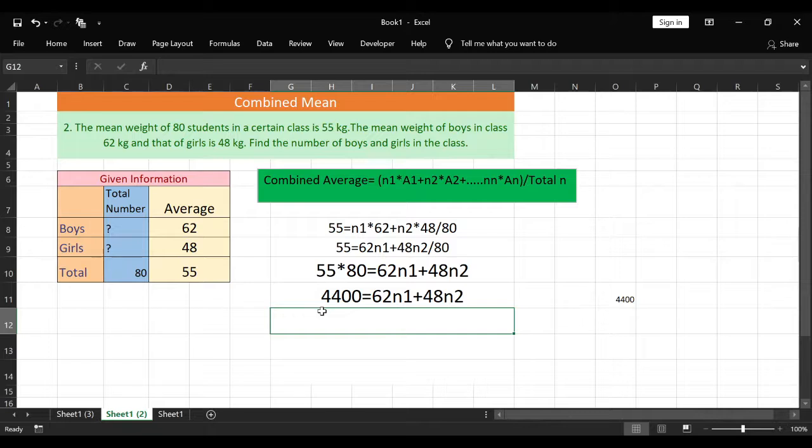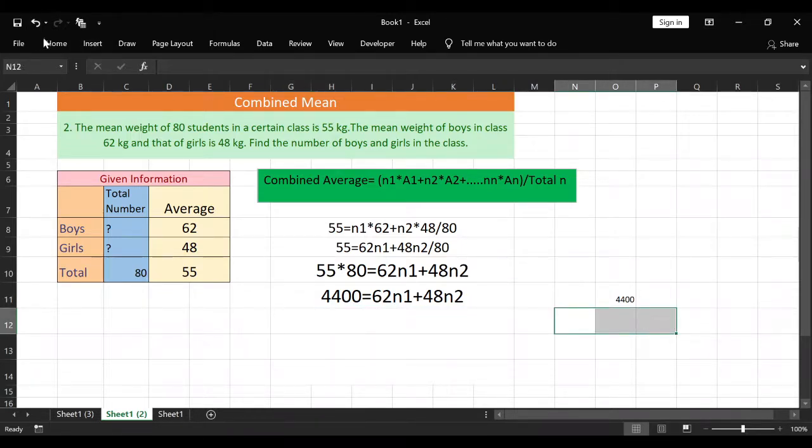So if it is the case, again we have to simplify this one, in order to get the value of n1 and n2. But remember, we don't know the value of n1 and n2, so we cannot simplify this formula further. But we have one other option, where we can simplify our solution a little more.